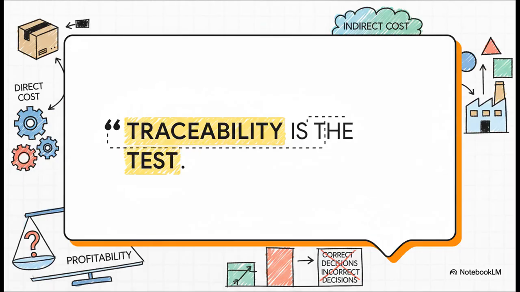So if you remember only one thing from this entire explainer, I want it to be this. When you are faced with any cost classification problem, the question you have to ask yourself is not, is it fixed or variable, or is it a big number or a small number? The ultimate test, the only test that really matters is, can you trace it? If you can trace it, it's direct. If you can't, it's indirect. Traceability is the test. You master that, and you've mastered the very core of cost accounting.